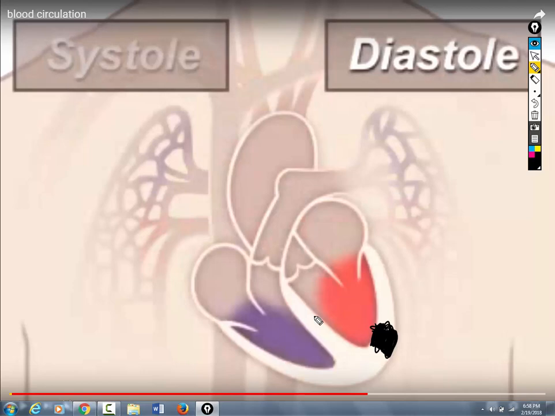Where did the left atria get its blood? What's the valve that separates the pulmonary veins from the left atria? What did you say? What's the valve that separates the left atria from the pulmonary veins? There isn't one. Correct. So watch. You need to get this.